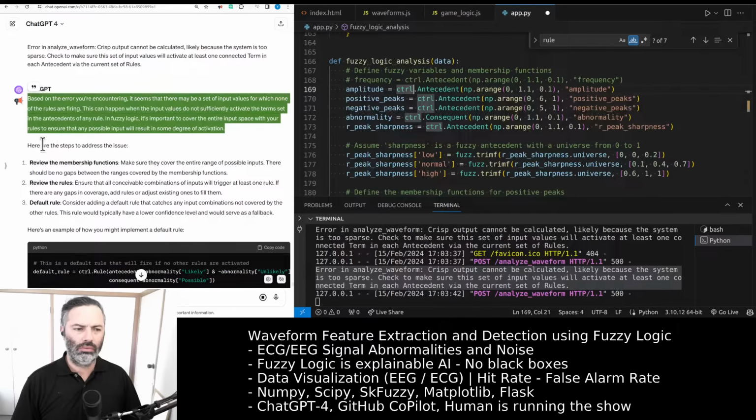Default rule. Consider adding a default rule that catches any input combinations not covered by the other rules. This rule would typically have a lower confidence level and would serve as a fallback. Here's an example of how you might implement a default rule.